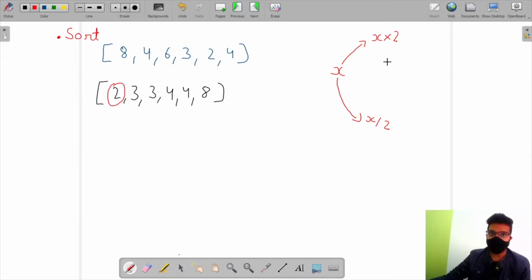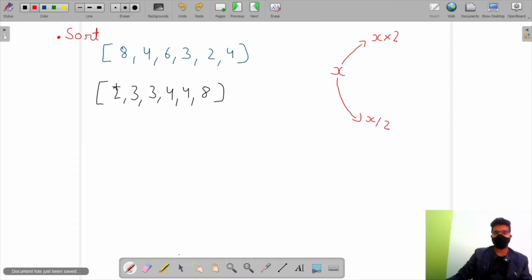It can't be the double of someone because it is the first element. So with the help of this, that's how sorting will help us. Let's see. Here we have sorted this array, so there will not be any case where B will be double of someone.